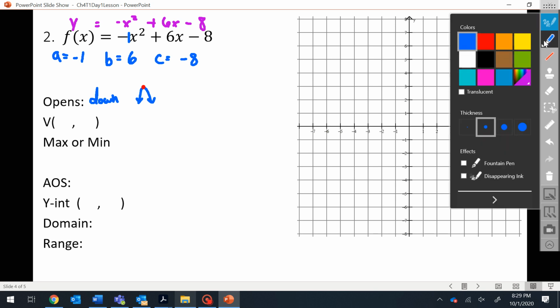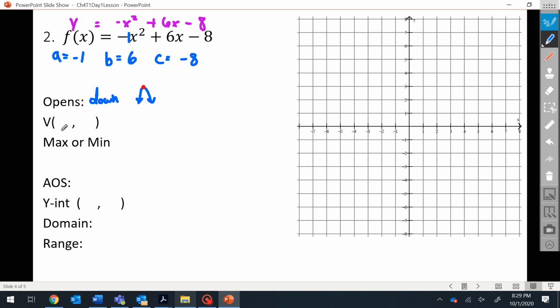And speaking of the vertex, same way, we need to find the x-coordinate of the vertex first. So we're going to use the formula negative b over 2a. So b was 6, so we have negative 6. And then 2 times a is negative 1, so that's going to be negative 2. And negative 6 divided by negative 2 is 3. So the x-coordinate of the vertex is 3.